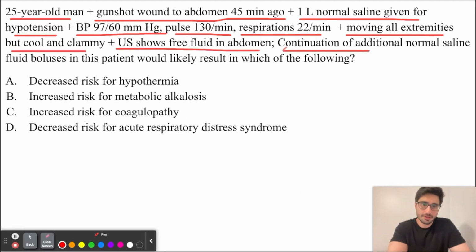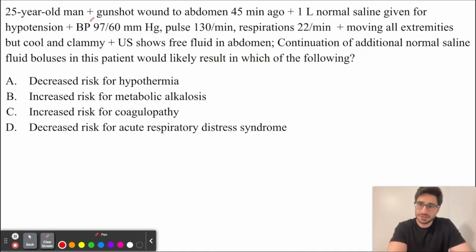Question asks, continuation of additional normal saline fluid boluses in this patient would most likely result in which of the following? Now, this patient is in hemorrhagic shock due to the gunshot, and his blood pressure is 97/60, and so he's hypertensive as well as tachycardic.